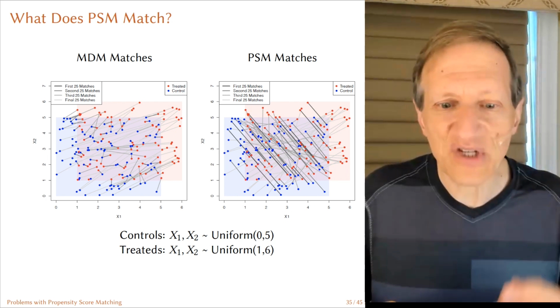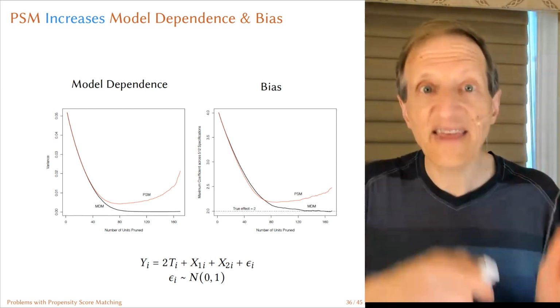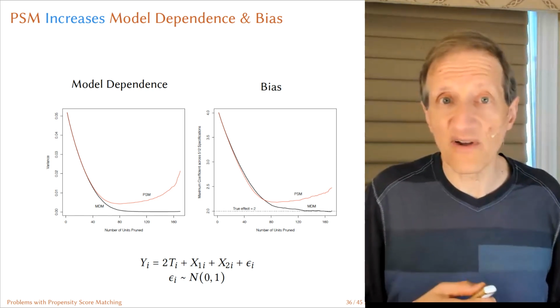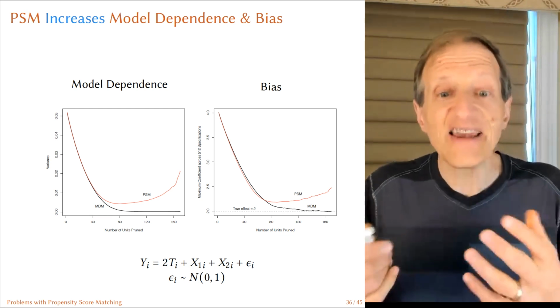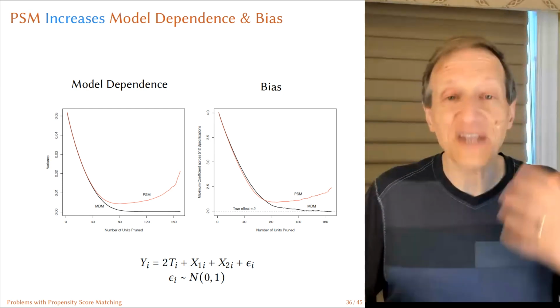Okay, let's go another step. So now what we're going to do is take that data set and make a dependent variable, which we haven't had at all so far when we've been talking about propensity score. And we're going to see model dependence in action. Like, we're going to measure model dependence and see what the consequence is.